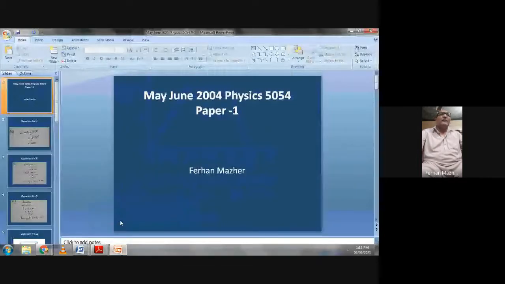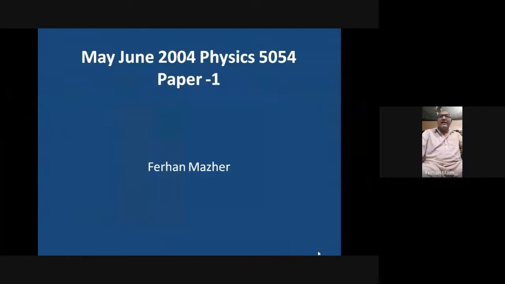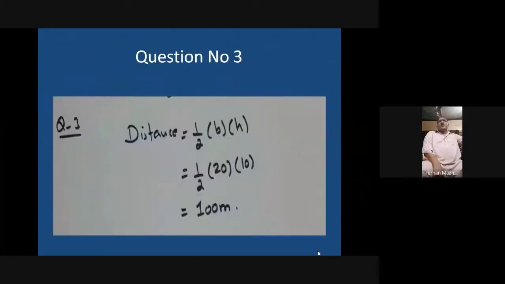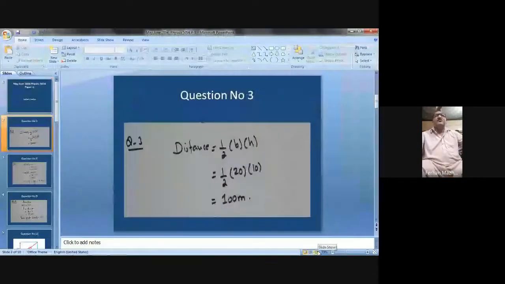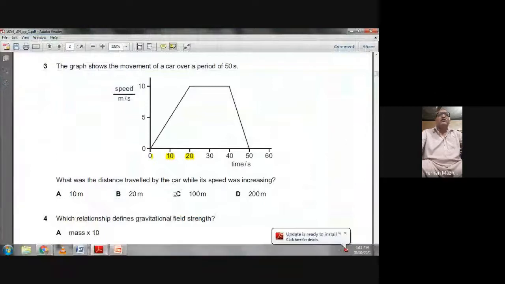I've done this on a paper. Let me show you my solution. Okay, so the distance will be equals to 1 by 2 into base into height. 1 by 2, the base is 20 seconds and the height is 10 meter per second. When you do this calculation, the answer will be 100 meter. Let's check, do we have this option? So we have the C option.